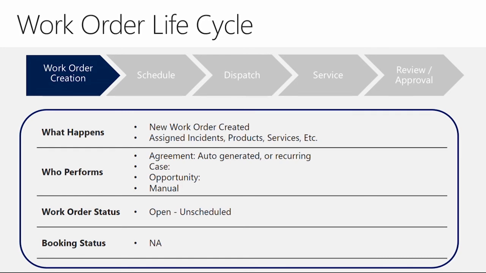Whenever a work order is created, it goes into really a status of open unscheduled, which means it has not been scheduled at this point. It's waiting for us to schedule it, and then we could add further substatuses to that work order if we wanted to tailor it a little bit more. Now, you notice it says booking status. Because it's unscheduled, we haven't scheduled it yet. There's no booking record associated with it at this point. That's why the booking status is set to not available.